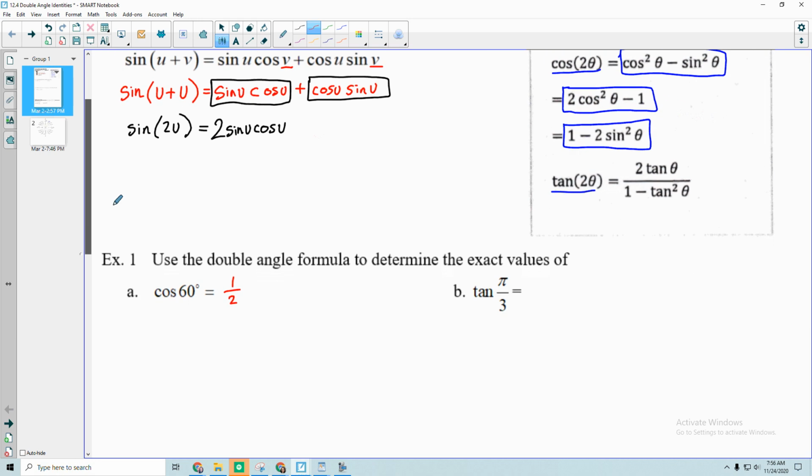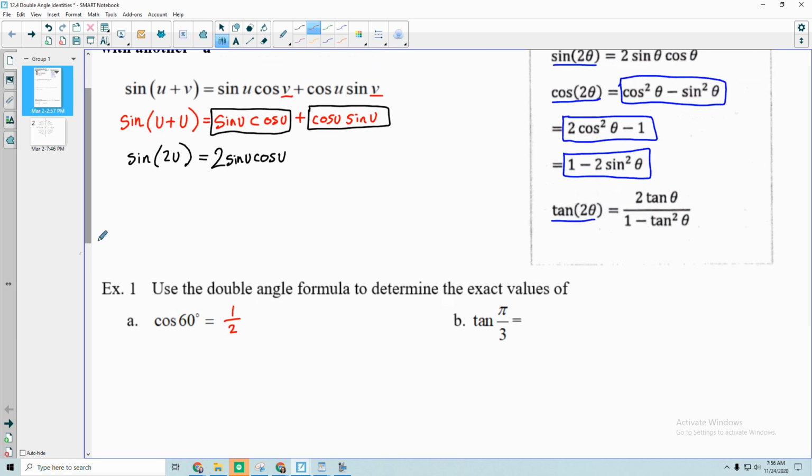So even though we know the answer is 1/2, let's go through the process of using this double angle identity, okay? So the first thing I need to do is take this angle that I'm given, and I need to figure out how to rewrite this so that it's 2 times some angle. Okay, so how could I rewrite 60 as 2 multiplied by some angle? So hopefully you're seeing that I could rewrite that as the cosine of 2 times 30, okay? Because 2 times 30 definitely makes 60.